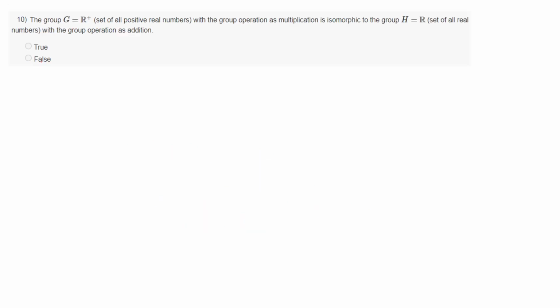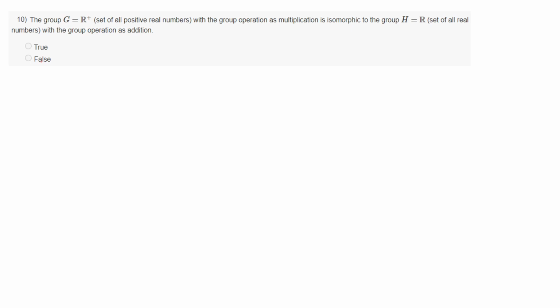Now let us go to the last problem for today's session. The group G, that is equal to R plus with the group operation as multiplication, is isomorphic to the group H, the set of all real numbers, with the group operation as addition.